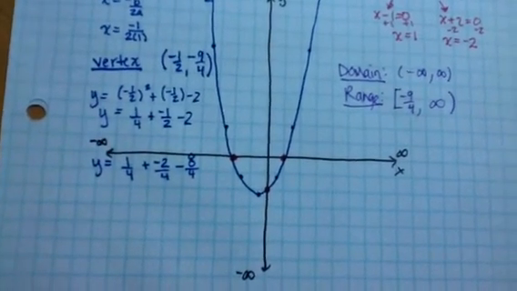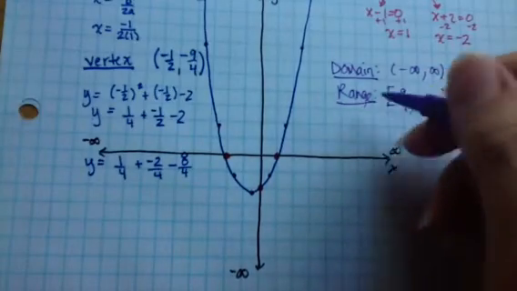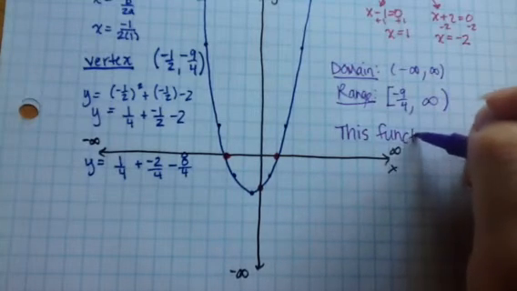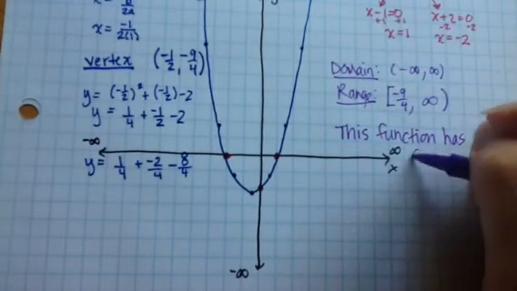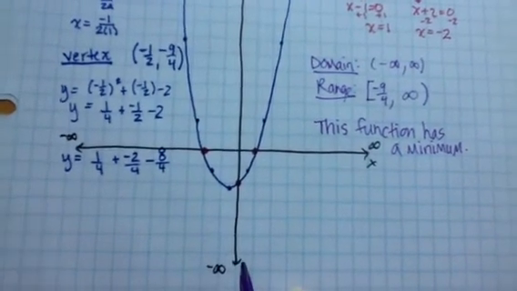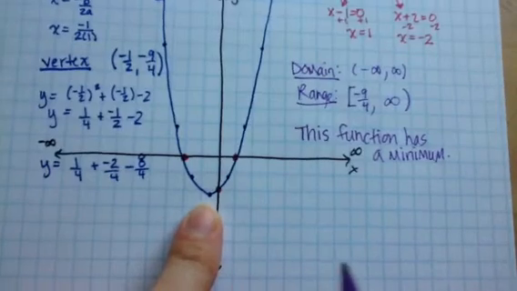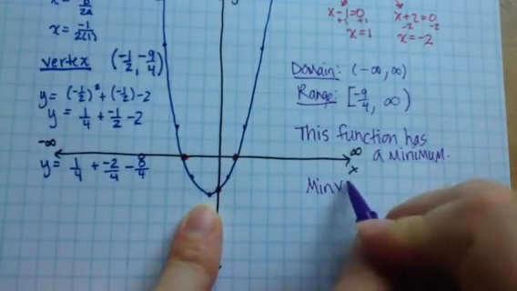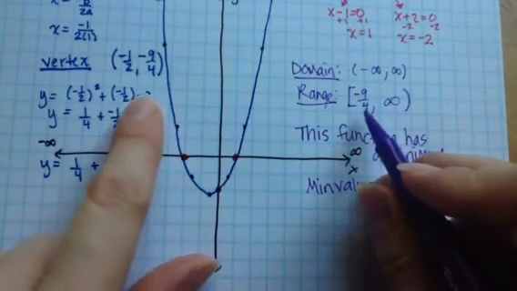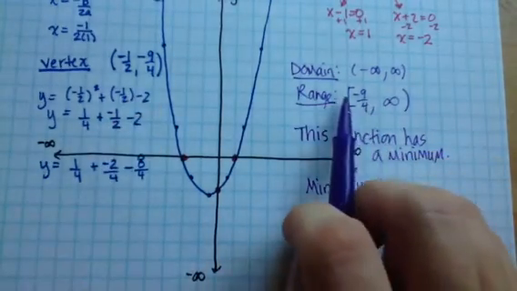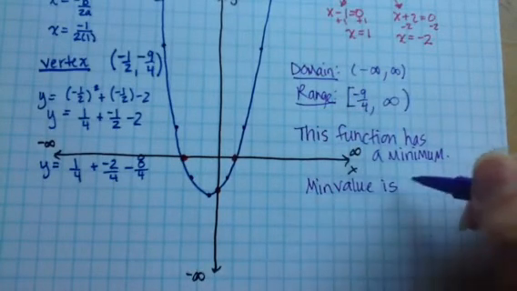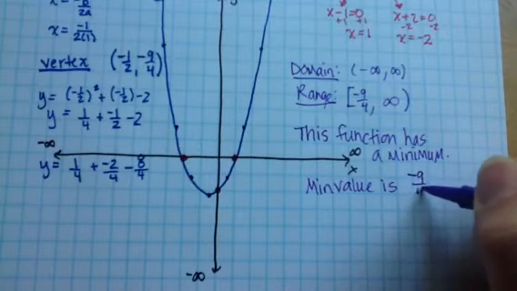And in fact, we can look right now and tell that the graph is going to have a minimum. So this function has a minimum, because it's got kind of that rock bottom value right here. And the minimum value actually is the y value of the vertex, and we can get that from either the vertex or the range. You can kind of tell that it has a minimum because it goes from negative 9/4 all the way through infinity. So the minimum value is negative 9/4.